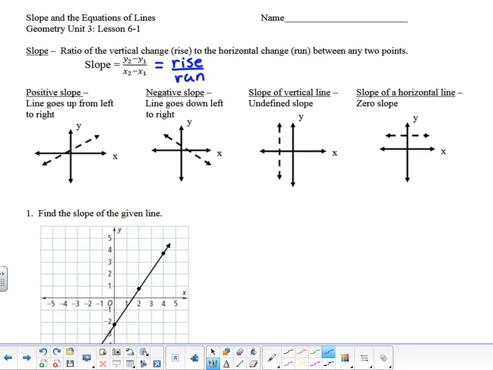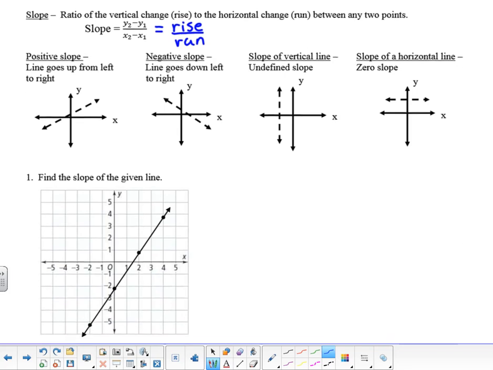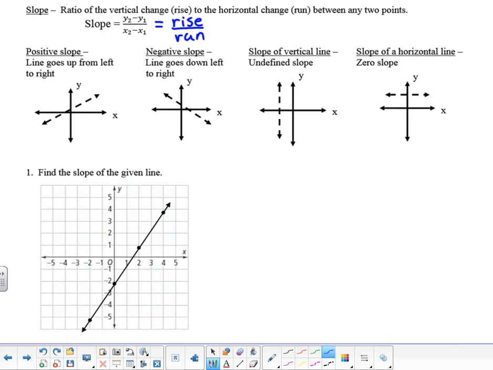So obviously it's a formula that we need to know. And we have slopes that are positive. They're going up from left to right. Slopes that are negative, it would go down from left to right. And vertical lines have an undefined slope, and horizontal lines have a zero slope, so there's no change happening there.